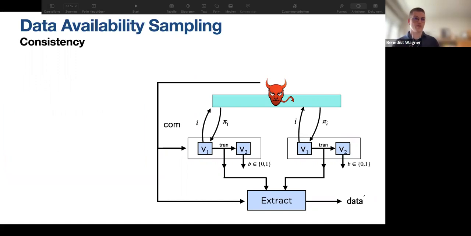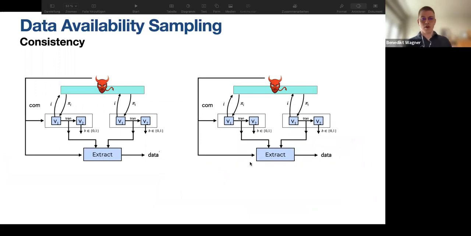For that, we have this notion of consistency. Again, as I said before, these clients take their transcripts and send them to some other parties. Whenever you receive enough transcripts, you can extract the original data. Now, let's say you have two nodes that do this. You run this extraction on two nodes for the same commitment with two sets of transcripts. Of course, what you want is that they extract the same data. You cannot say that they extract some specific original data because the adversary controls the way this commitment is created, so there is no original data, but what you want is that they extract really the same data. And this is consistency.